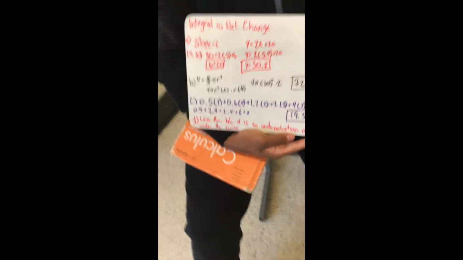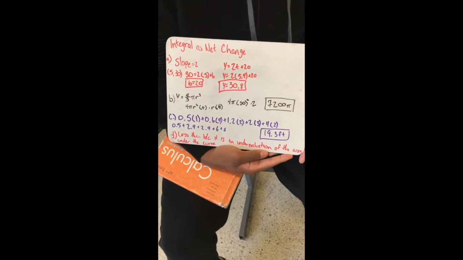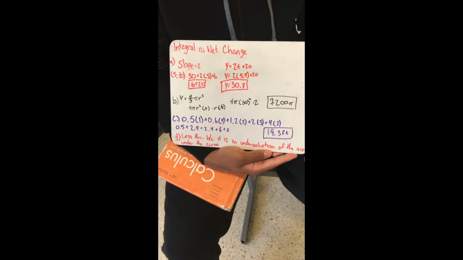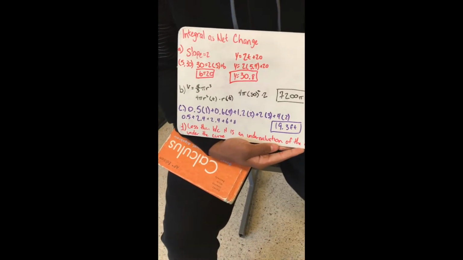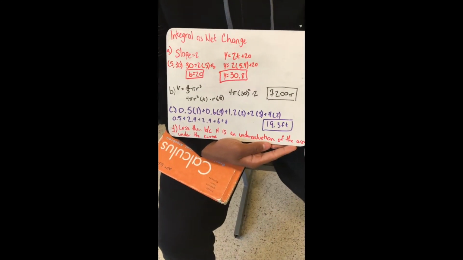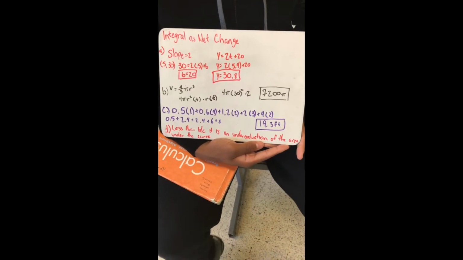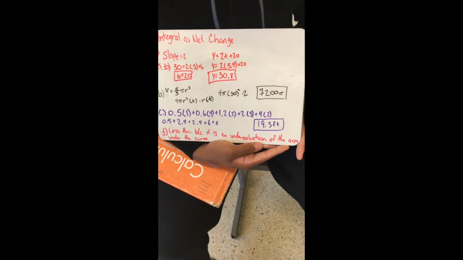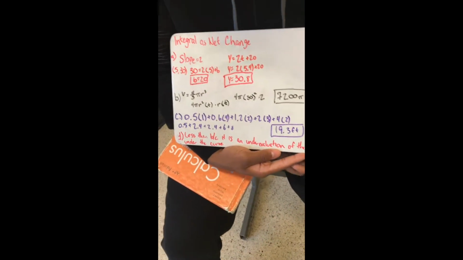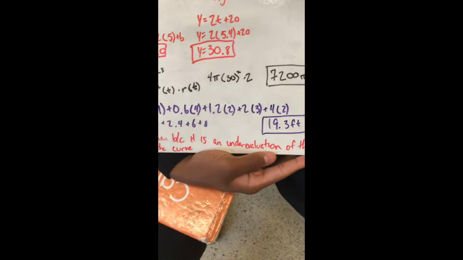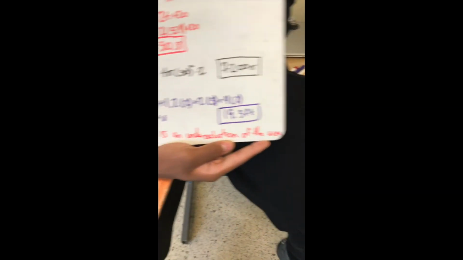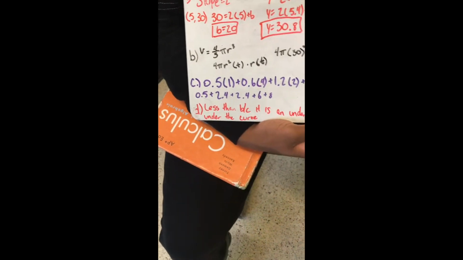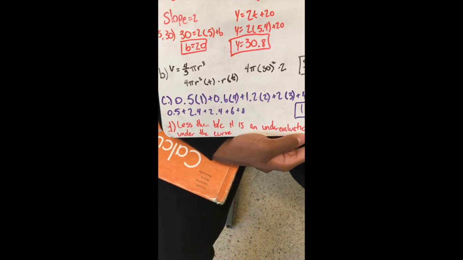For B, we find the rate of change of the volume of the balloon with respect to time when t is equal to 5. Indicate units of measurement. So here we use the equation that we were given, V is equal to 4/3 pi r cubed. And we take the derivative of that. And then after that we plug in r equal to 30. And then that gives us 7,200 pi.